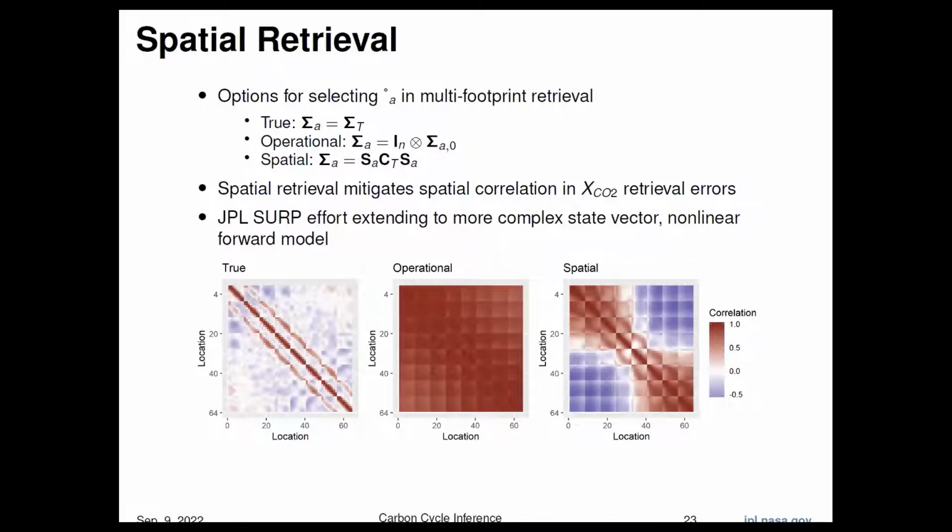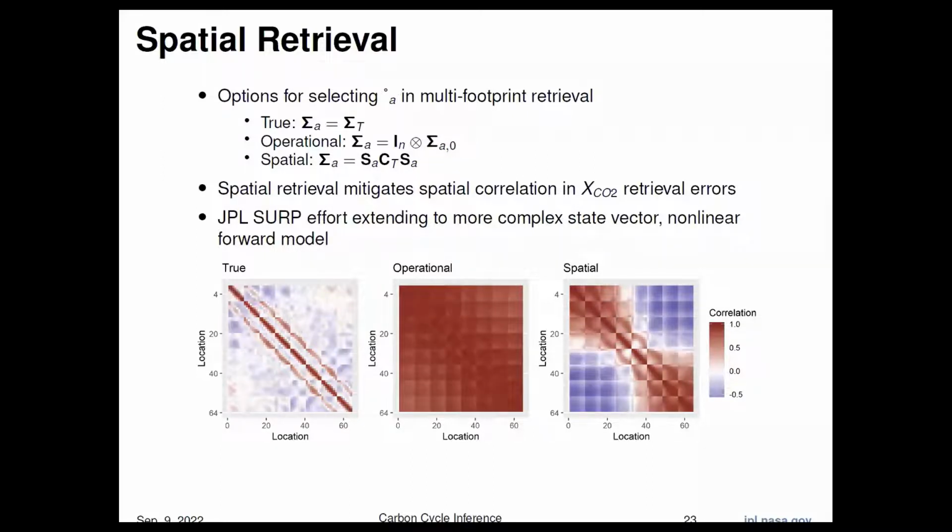So additional options then: in the retrieval we also need to assume a covariance jointly across the collection of spatial locations. That's what we'll call sigma A, and we've got some options there as well. We did investigate what if we put in the true covariance that we actually simulated the data from. The second option is the so-called operational case, where we just use the single footprint at a time approach, where we assume no spatial correlation.